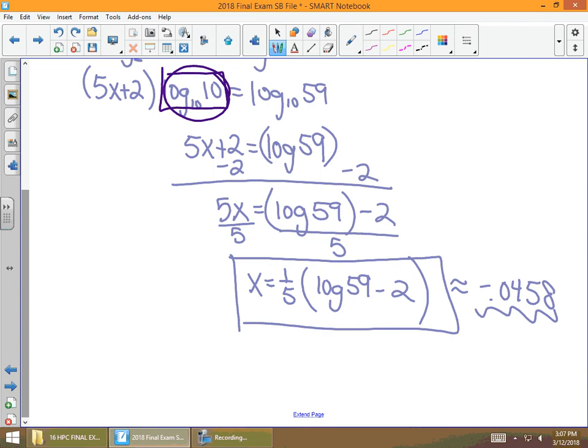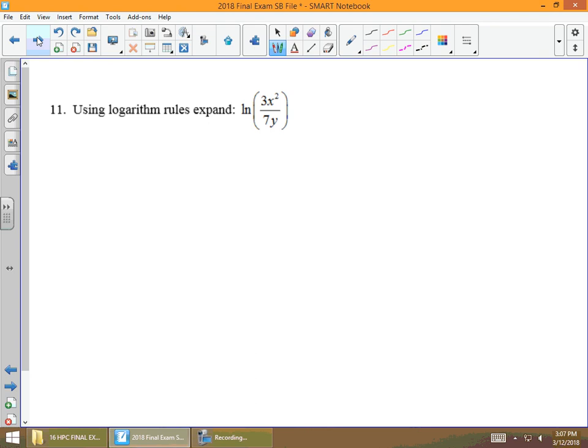All right, 2 more logarithm problems. I'm going to bust through them all in one video. Next one, an expansion. So here we're going to use a couple different rules. First, in log world, and these rules work both directions.